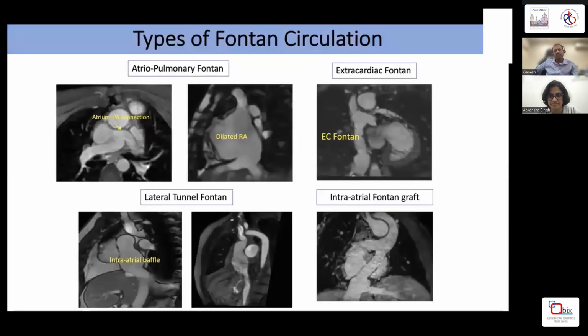In our unit, we commonly perform extracardiac Fontan. The atriopulmonary and lateral tunnel Fontan are no longer performed, but we do come across these patients in the follow-up. And in patients with abnormal lie of the heart and isomerism, we have performed a few intra-atrial Fontan grafts, where the graft runs through the atrial mass.